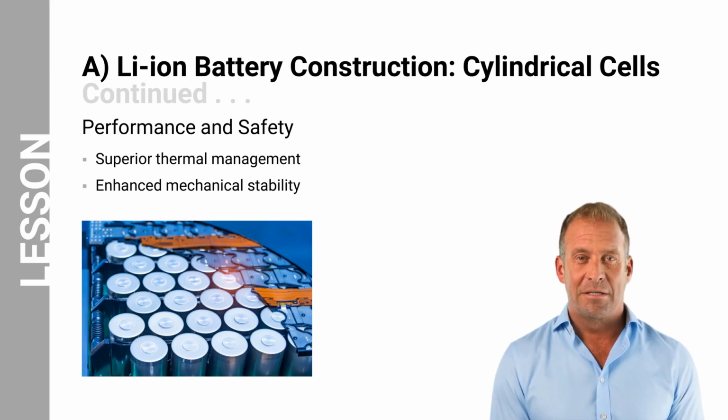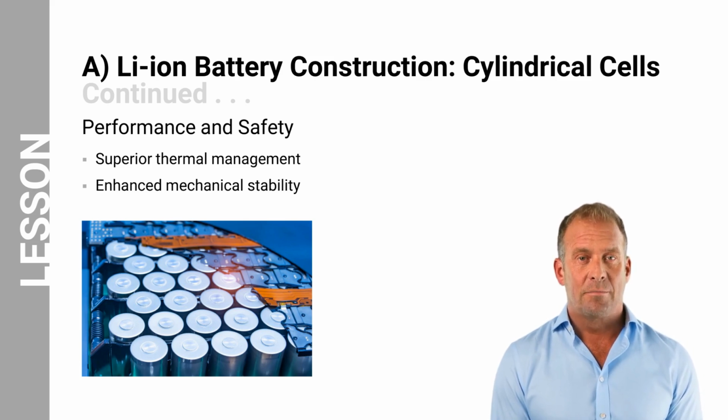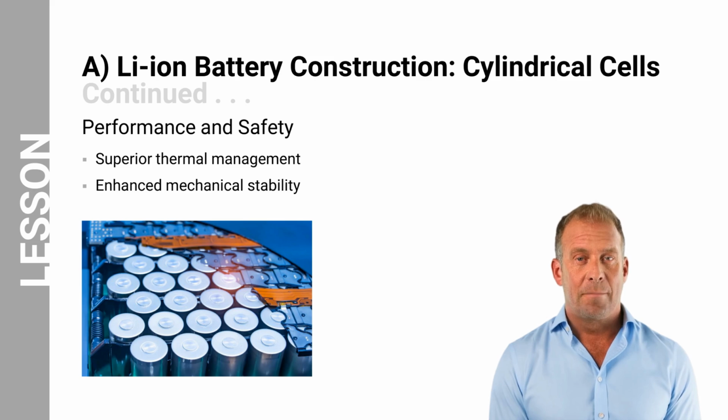Superior thermal management. Cylindrical cells have a higher surface area compared to pouch and prismatic cells. This allows better heat dissipation, which is crucial for maintaining the battery's performance and safety. Cylindrical cells, due to their structure, are less prone to thermal runaway, a condition where a battery cell overheats and causes neighboring cells to overheat, potentially causing a fire.